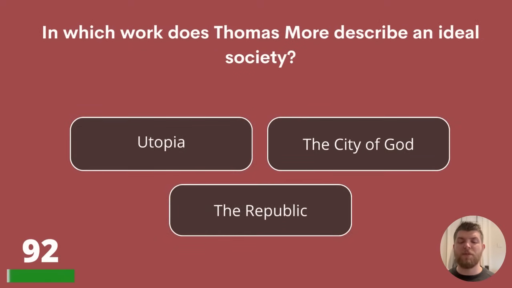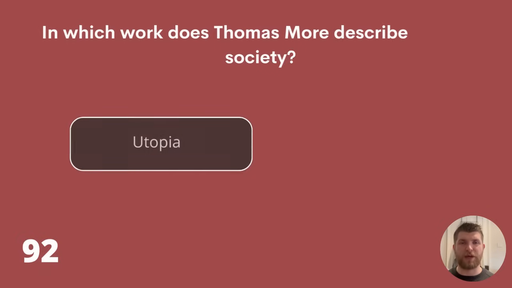In which work does Thomas More describe an ideal society? Utopia, The City of God, or The Republic? The answer is Utopia.